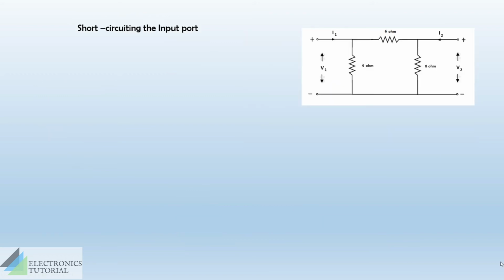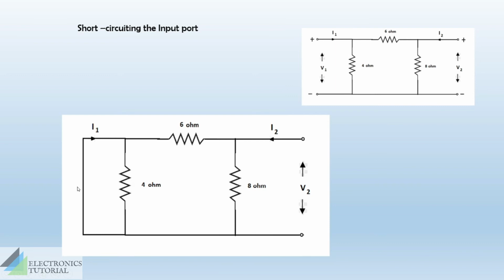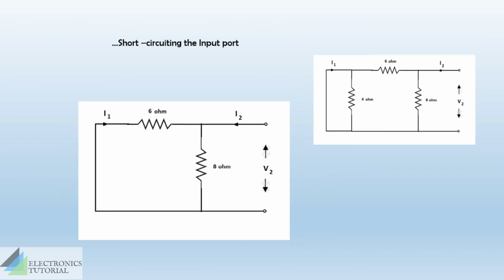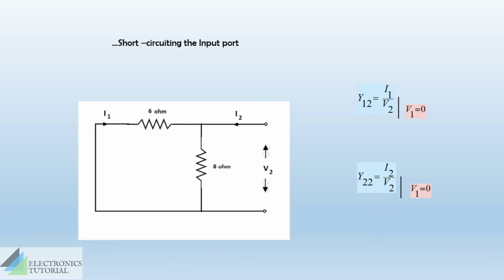The other step that we have left with is short circuiting the input port. We need to short circuit these two terminals. By short circuiting, the V1 value will become 0. Let's redraw the circuit. Here also, we can find a shorted path across a resistor. So, the 4 ohm resistor will become inactive here. We can now draw a simplified circuit.